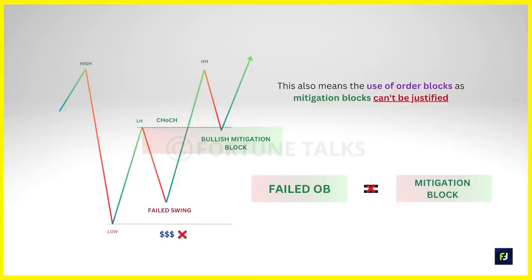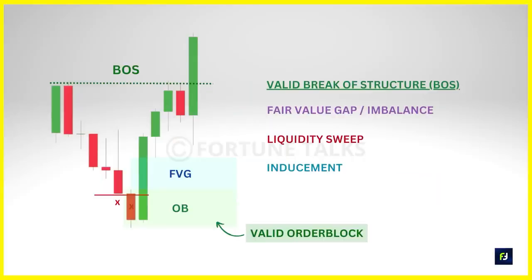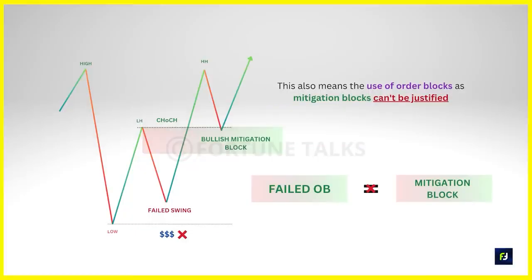This also proves another important point. Since the price was unable to break the previous low, this means the use of order blocks as mitigation blocks cannot be justified. Think about it. The first condition that needs to be satisfied if we are to identify order blocks is that the market needs to form a valid break of structure. But here, the price didn't even sweep the previous low. So the concept of order blocks being used as supply or demand area is not significant in this case. This is why I refuse to accept the idea of mitigation blocks and breaker blocks being considered as failed order blocks. I hope you get the essence of it.